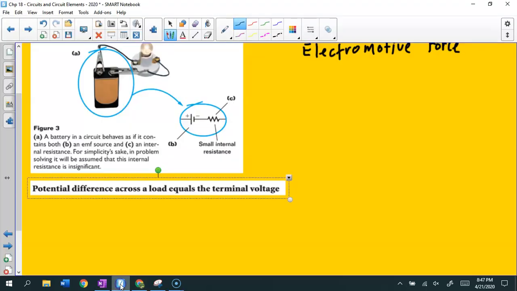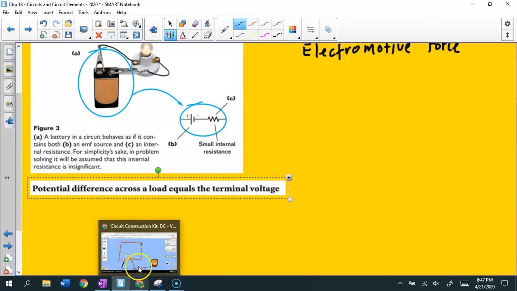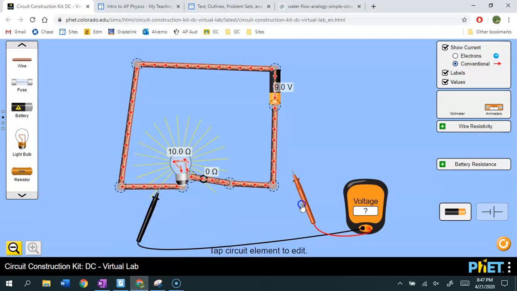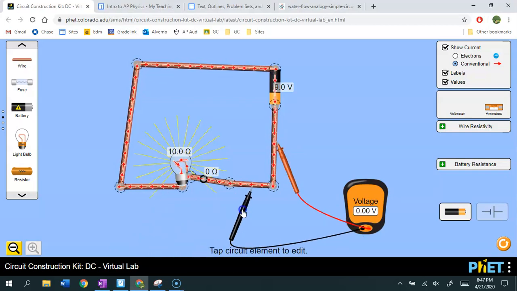And that's what it's trying to explain to you when it says potential difference across a load equals the terminal voltage. All right, so that difference is going to equal terminal voltage. Now, one last little comment: if you were to take those leads and put one here and the other one here, you see what it says? It says 0 volts. What does that mean? The potential difference between where I connected this lead and where I connected the other lead is 0. The 9 minus 9 is still 0.